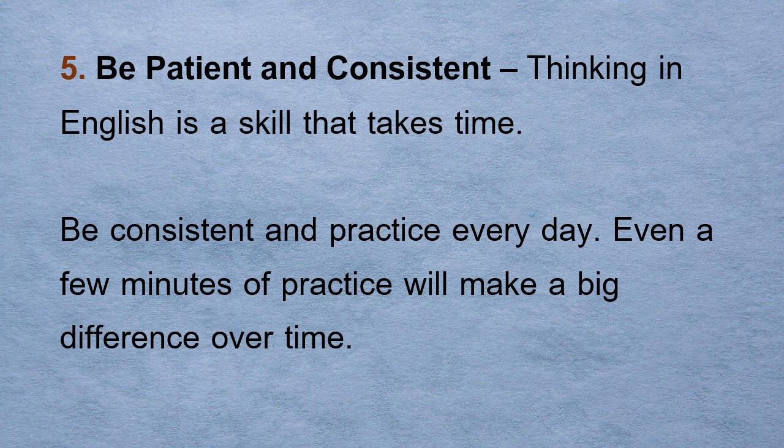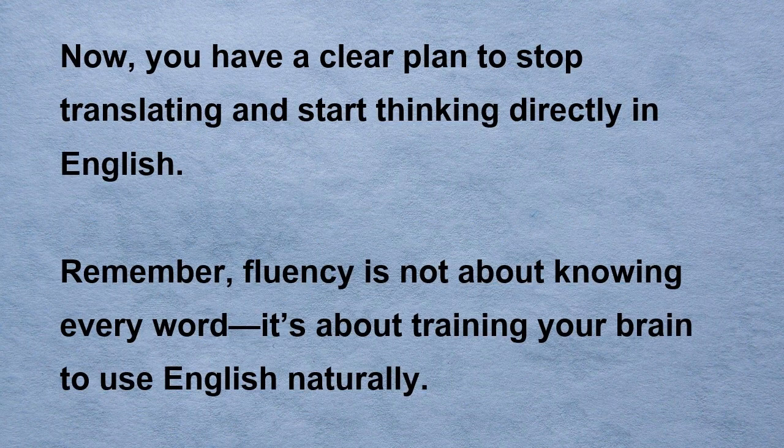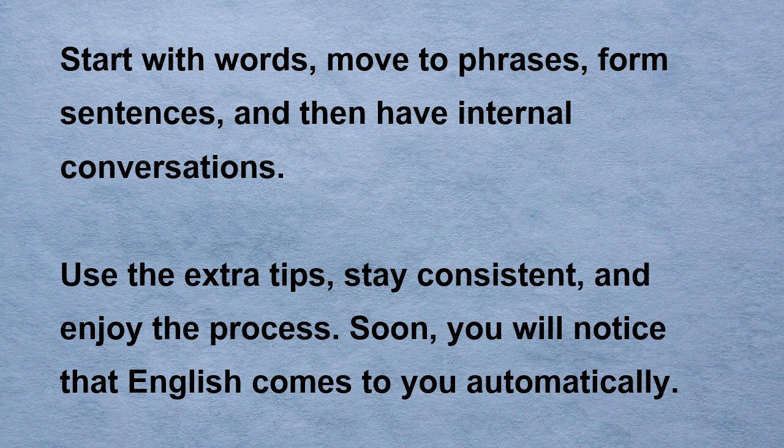5. Be patient and consistent. Thinking in English is a skill that takes time. Be consistent and practice every day. Even a few minutes of practice will make a big difference over time. Now, you have a clear plan to stop translating and start thinking directly in English. Remember, fluency is not about knowing every word. It's about training your brain to use English naturally. Start with words, move to phrases, form sentences, and then have internal conversations. Use the extra tips, stay consistent, and enjoy the process. Soon, you will notice that English comes to you automatically.